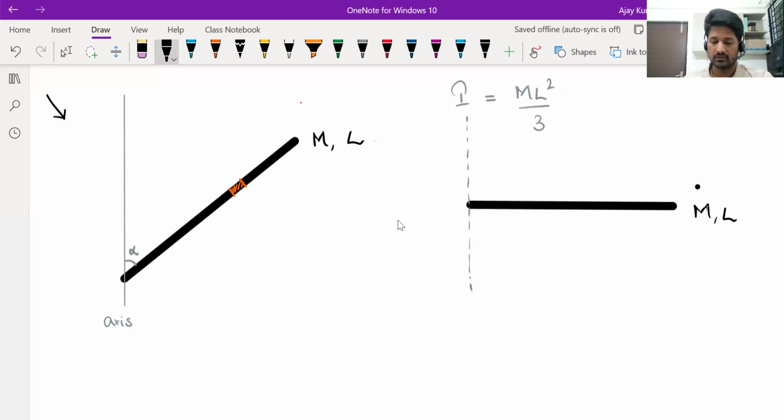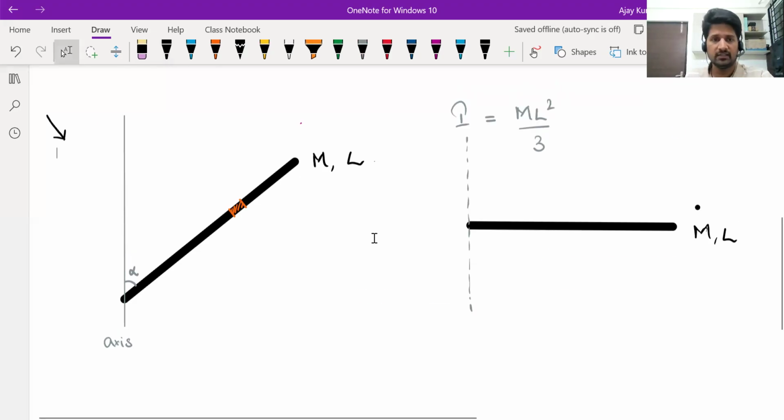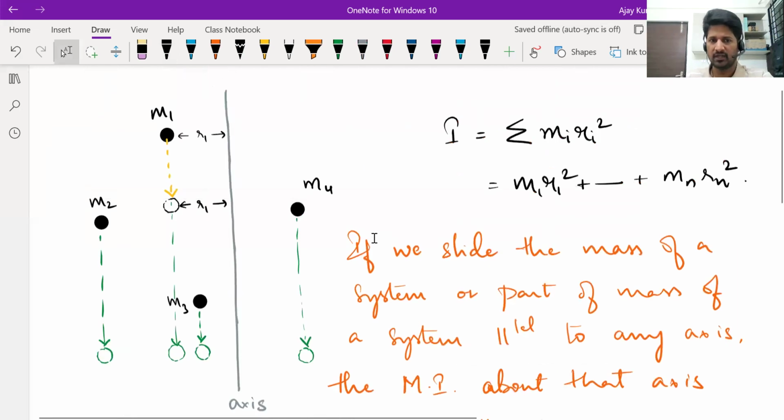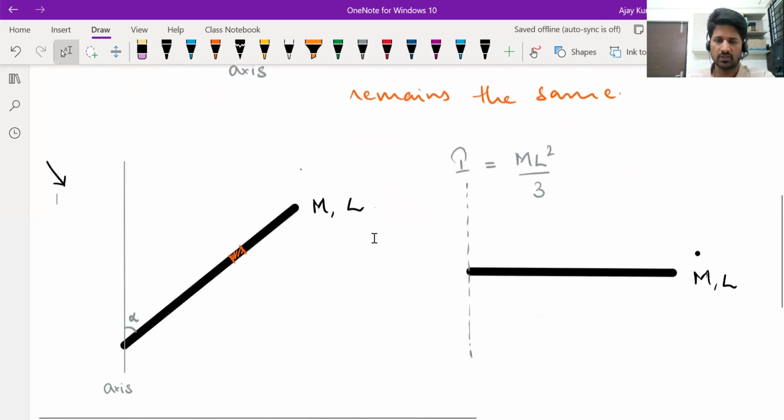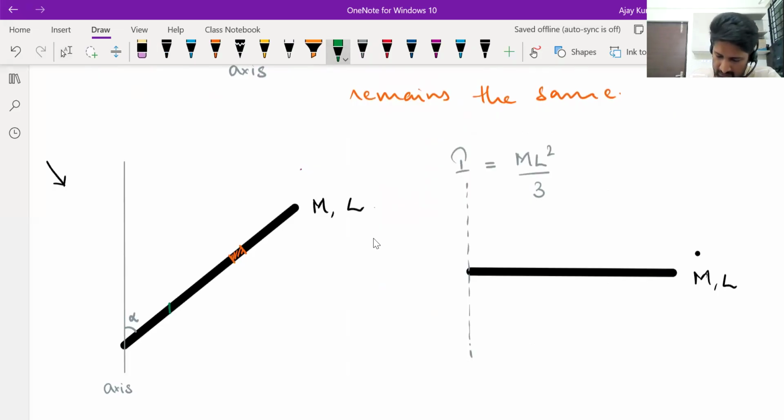Now, we'll make use of the idea that we just discussed. If we slide mass parallel to an axis, its moment of inertia should not change. So what we will do is, we will imagine this rod as a collection of elements like this. Okay, for example, I'm highlighting some of its mass in green. You can drop that mass here.